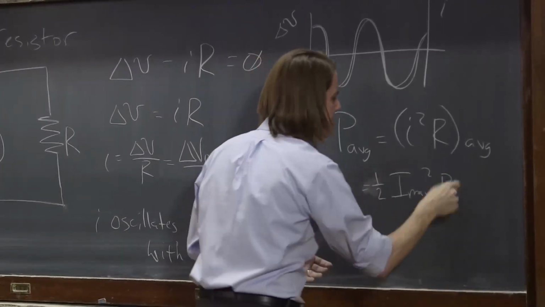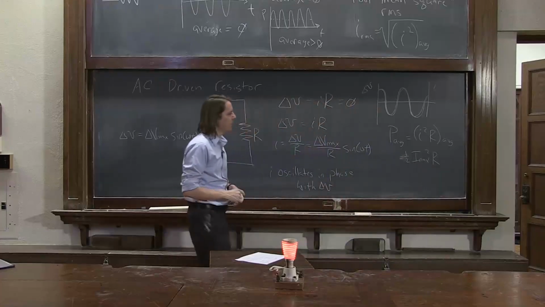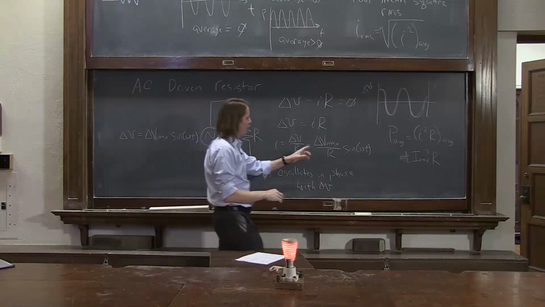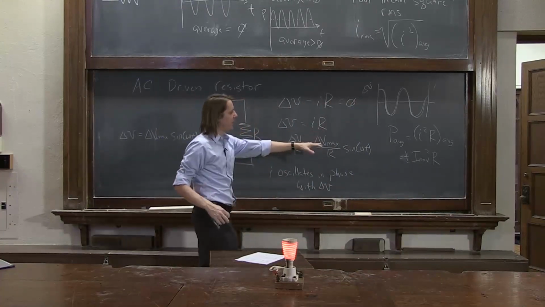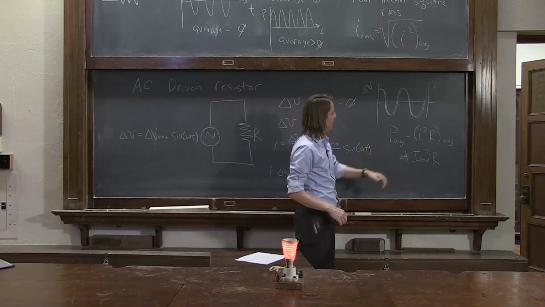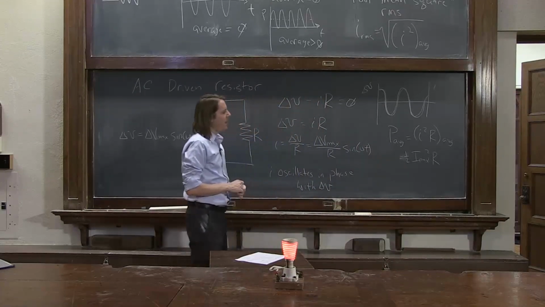And then the R is still there. The average of R is just R. So hopefully you can see what we did there. I max is this thing right here. We squared that. We squared sine omega t. That's where the half comes from. So P average is that.